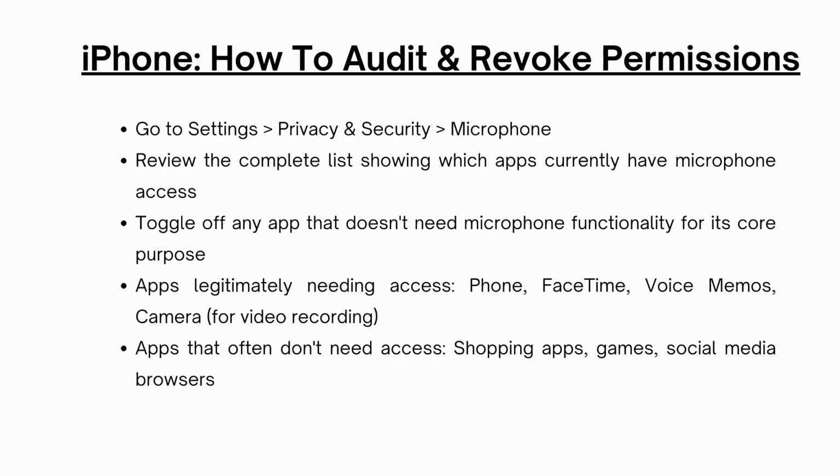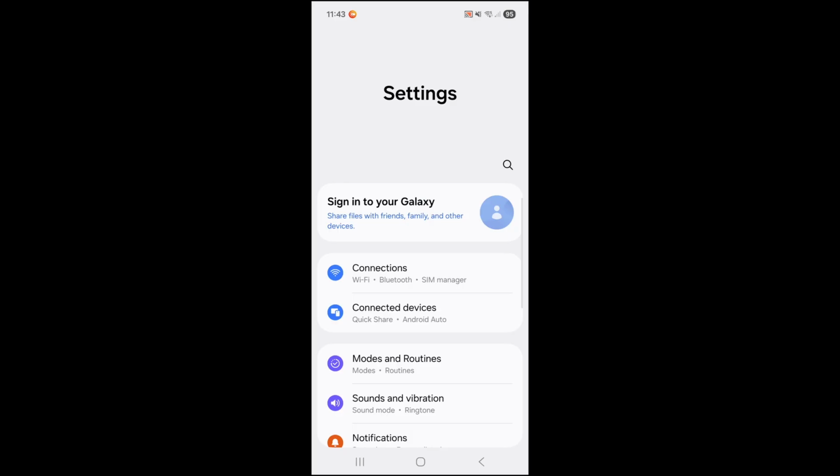Apps that often don't need access are shopping apps, games, and social media browsers. So keep that in mind when turning things off and make sure that you give them the access that you want them to have. You have the power, they don't. Let's go to Android now.